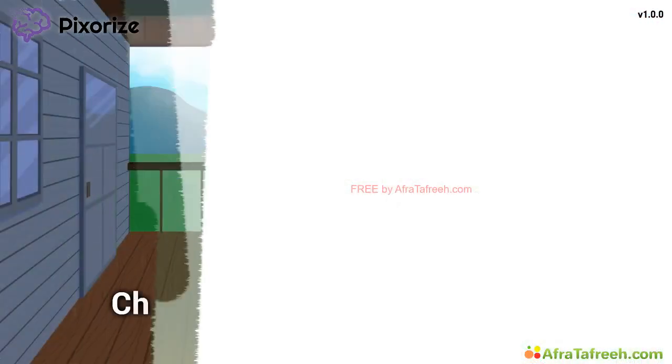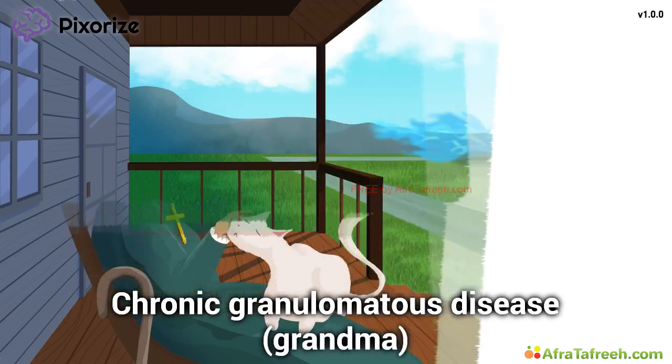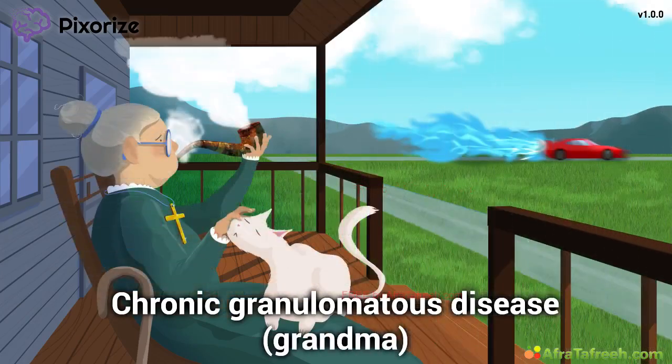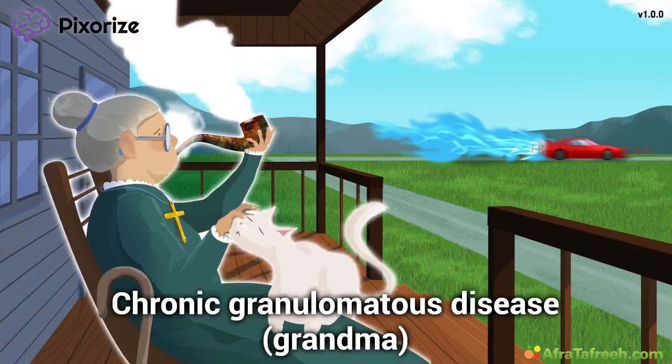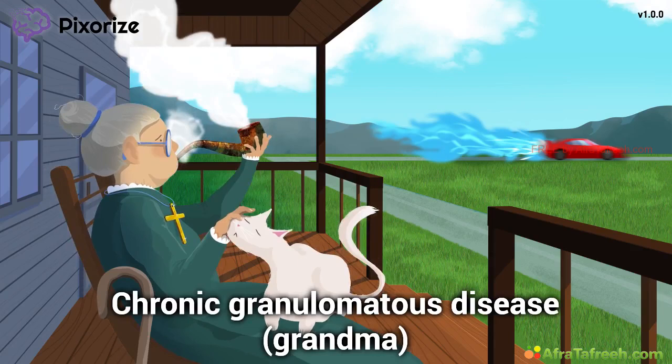For this scene, we're headed down to the American South. That's right, down south to Grandma's. Like a true Southerner, Grandma's always sitting on the porch. You might even say that she is chronically sitting on the porch. By the way, this chronically sitting grandma is our recurring symbol for chronic granulomatous disease. You know, grandma for granulomatous in chronic granulomatous disease.